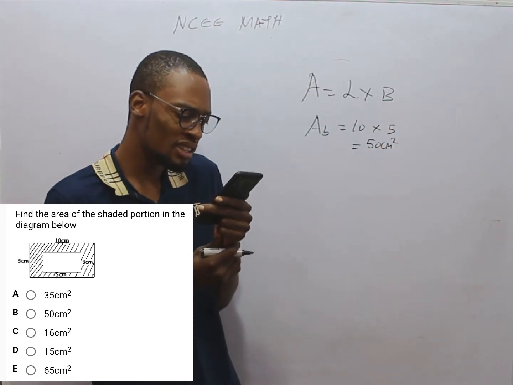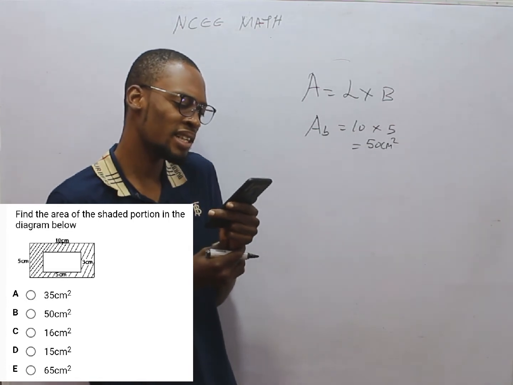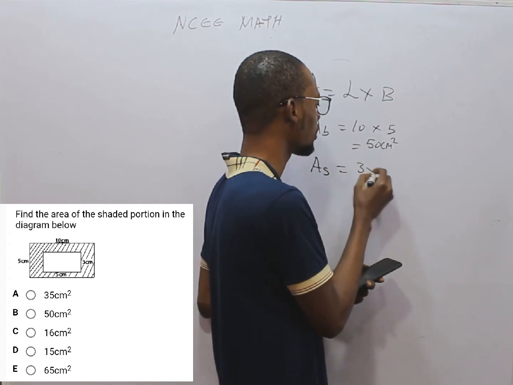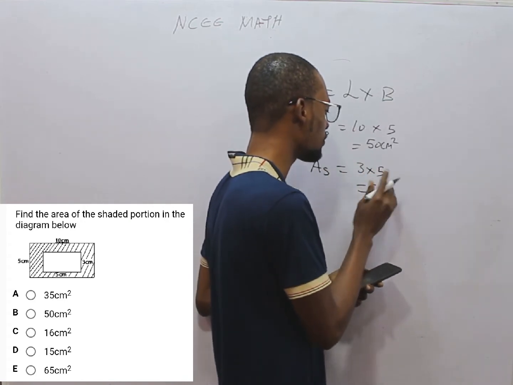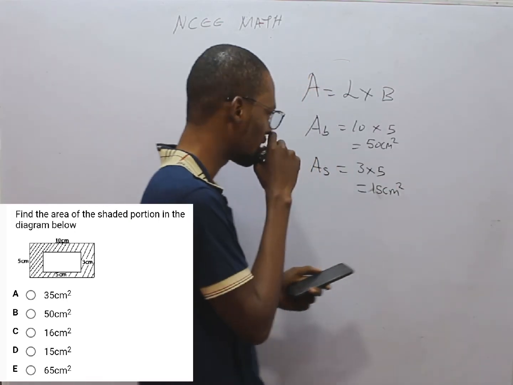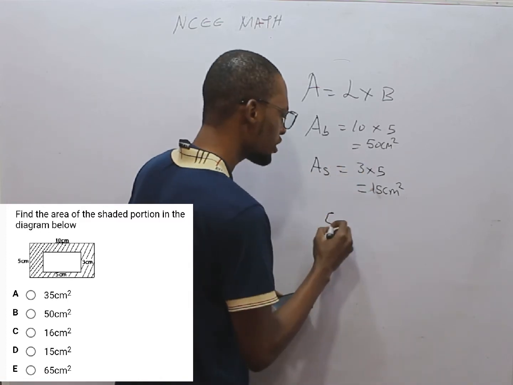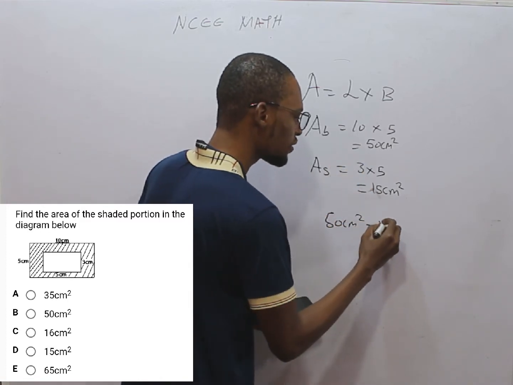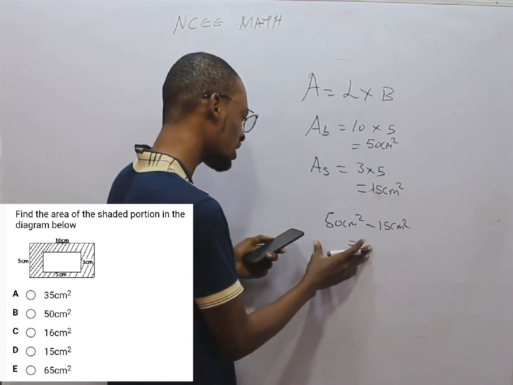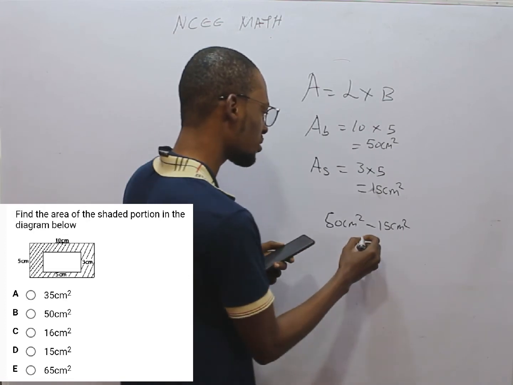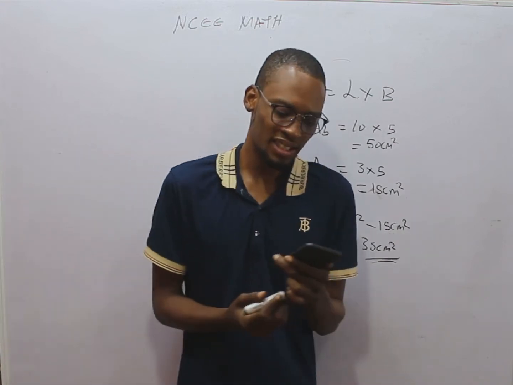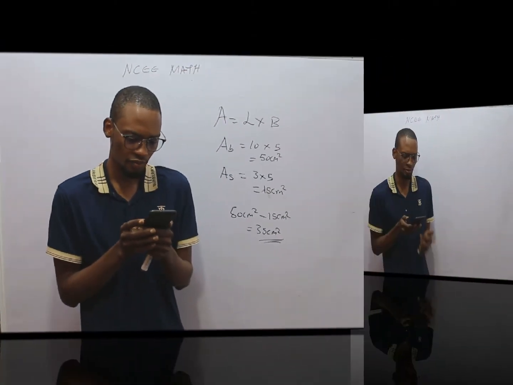Area of the smaller one is 3 times 5. Length is 5, breadth is 3. So area of the small one is 3 times 5. That is 15 centimeter square. So the shaded portion is 50 centimeter square minus 15 centimeter square, because when you remove that smaller one, you'll be left with the shaded portion. And 50 minus 15, is that 35 centimeter square? Yes, it should be. So that is the answer to this question.